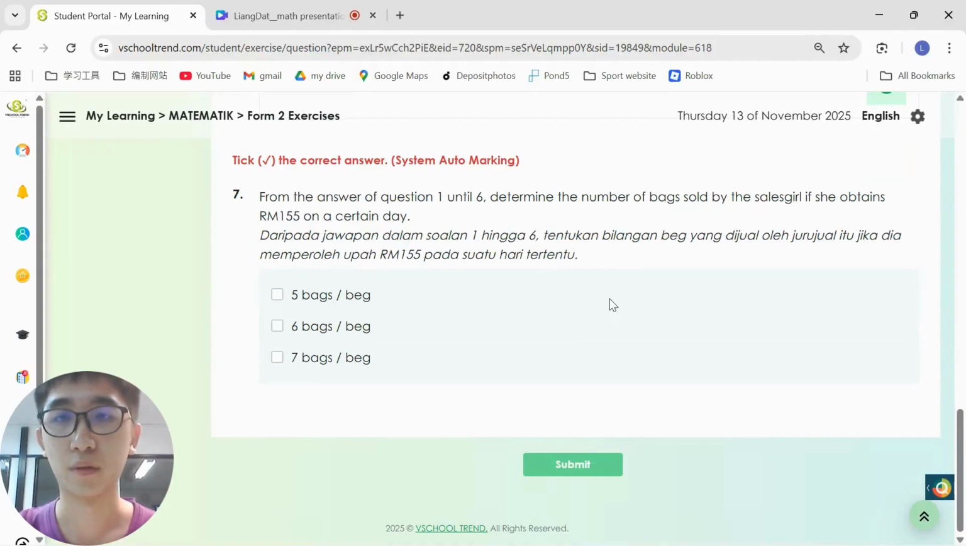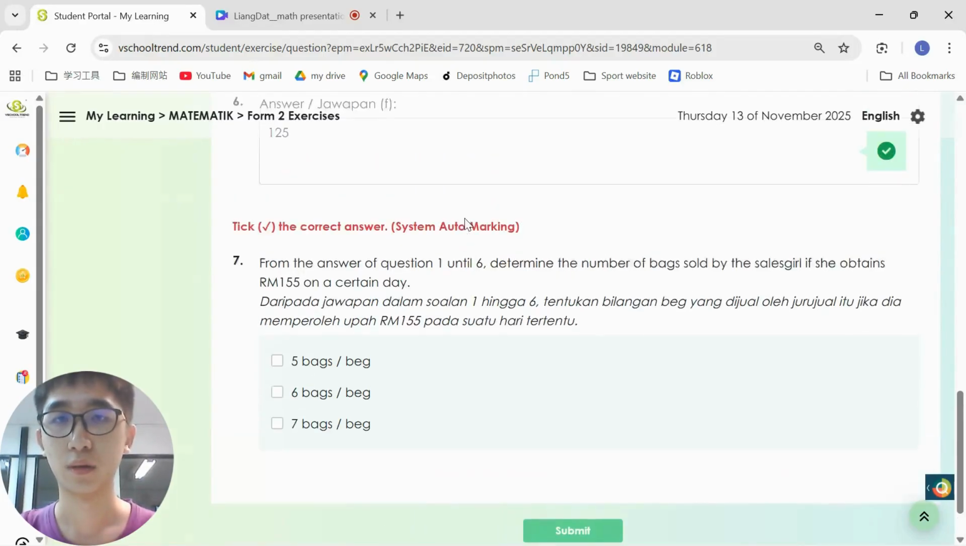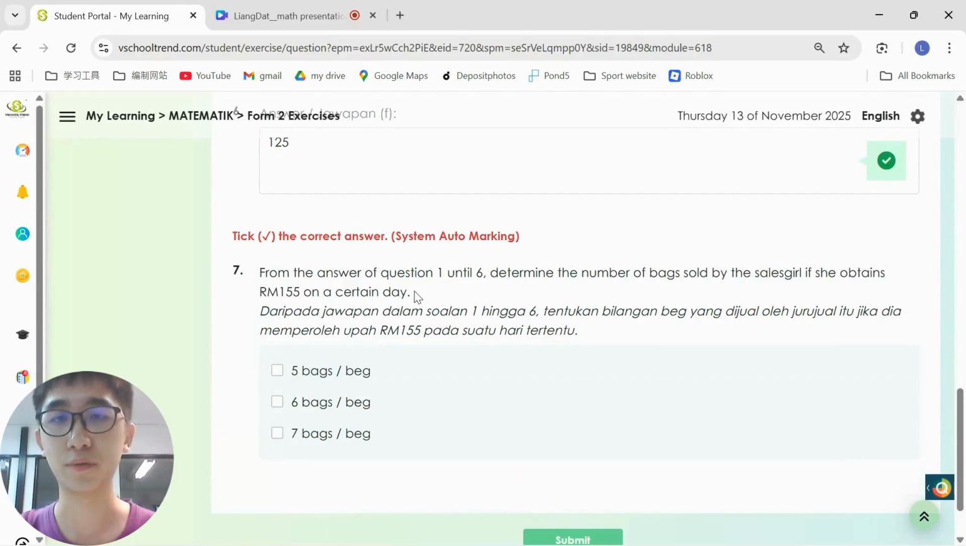Next, we are going to explain question 7. From the answer of questions 1 until 6, determine the number of bags sold by the sales girl if she obtains 155 on a certain day. How do we do the question? We need to use the graphical method.